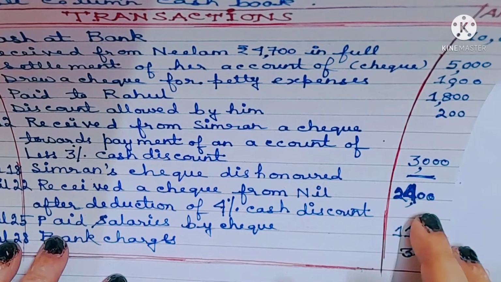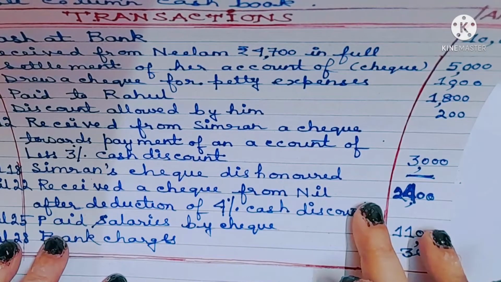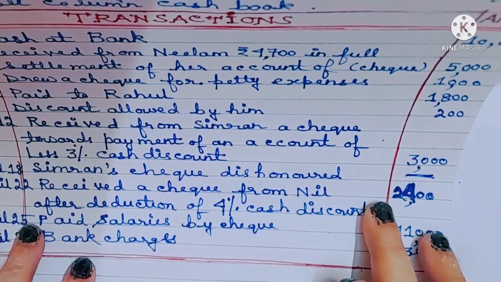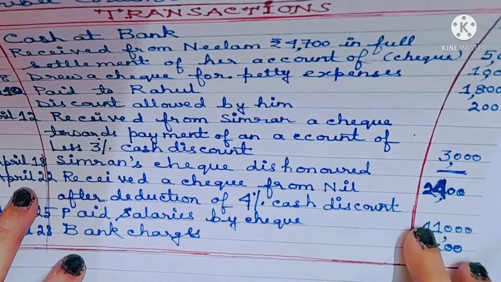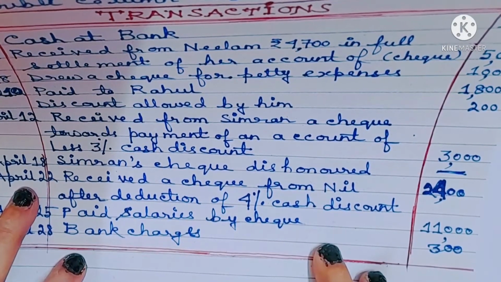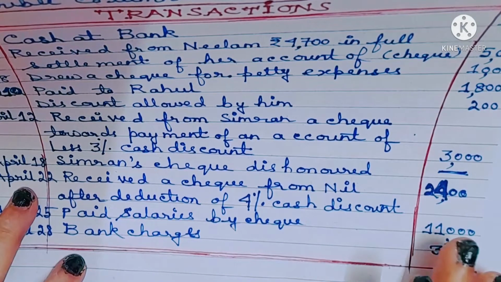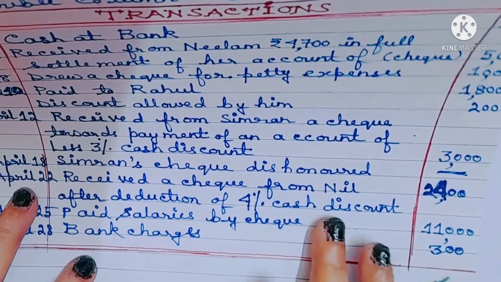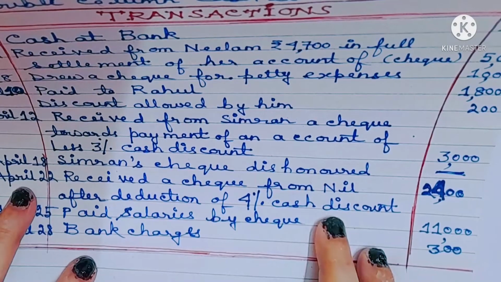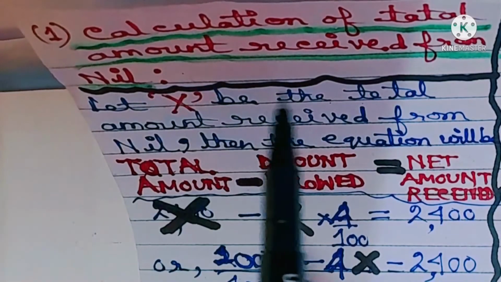So we'll have to find out what is the amount of cash discount or what is the total amount of the check received from Neil. So let's do the calculation. If you calculate cash discount on 2,400 into 4 by 100, that is wrong. This is not the total amount of check received from Neil. সেটা কত? We don't know. We have to calculate the total amount and then we have to calculate the cash discount. Otherwise we won't be able to write the cash discount in the discount column. So let's calculate.